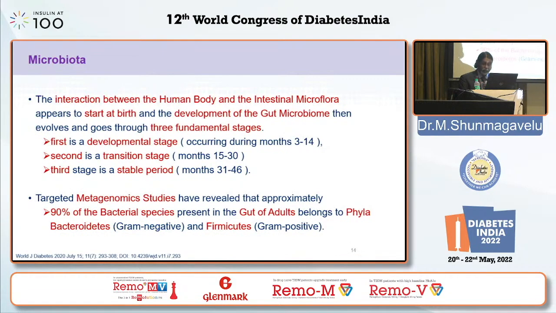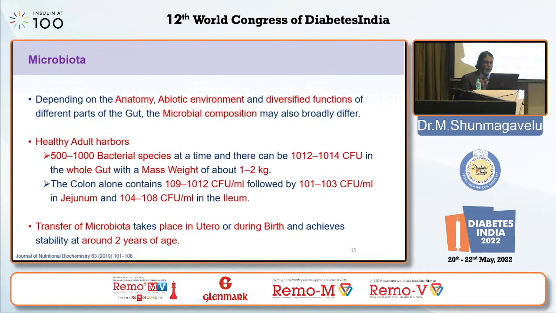The development of the microbiome goes through three fundamental stages, namely the developmental stage, the transition stage, as well as a stable period. And 90% of the bacterial species are present in the gut of adults. Depending upon the anatomy, abiotic environment, and diversified functions of the different parts, the microbial composition may also broadly differ. A healthy adult hosts several colony forming units in the whole gut with a mass weight of about 1 to 2 kg. The colon alone contains 10^9 to 10^12 colony forming units, followed by the jejunum as well as the ileum.